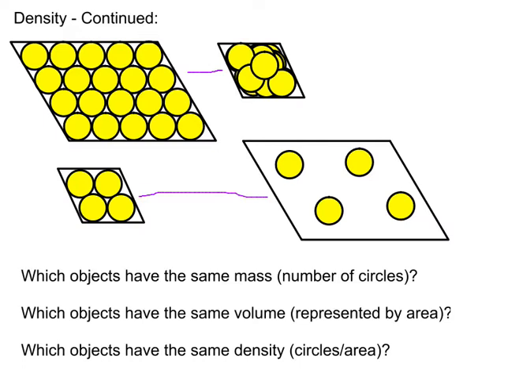If we're looking at which objects have the same volume, these two objects have the same volume, which is represented by the area. And these two objects have the same volume represented by area. If you look at which objects have the same density, actually only 2 of these have the same density. These objects here have the same density, so the circles are packed similarly between them, and that's how we're representing density. This one over here has a very low density, and this object here has a very high density, just because they're packed in so close.